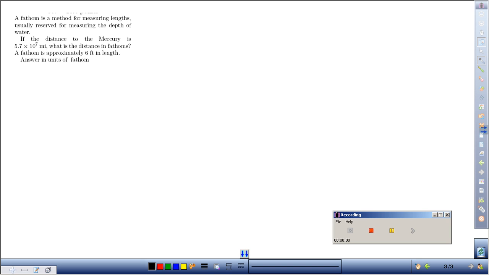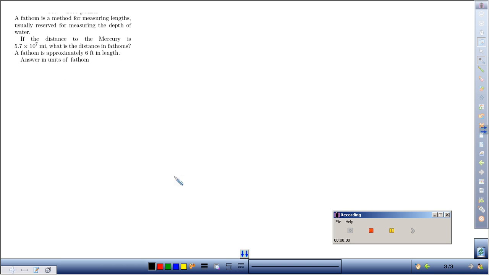Rebecca does your homework. This is homework number two, question number seven. My homework says, a fathom is a method for measuring lengths, usually reserved for measuring the depth of water. If the distance to Mercury is 5.7 times 10 to the 7th miles, what is the distance in fathoms? A fathom is approximately 6 feet in length. Answer in units of fathom.